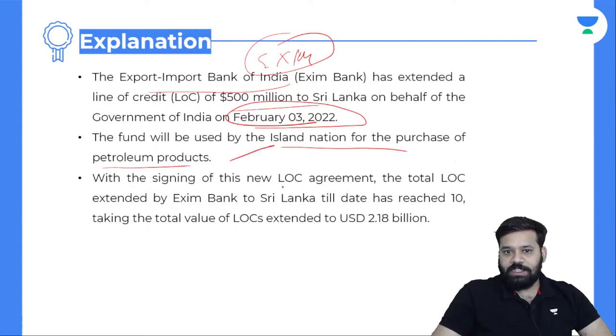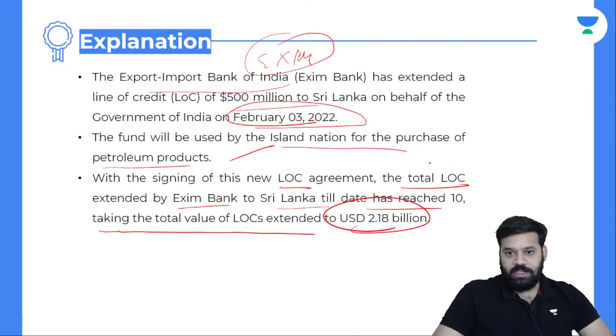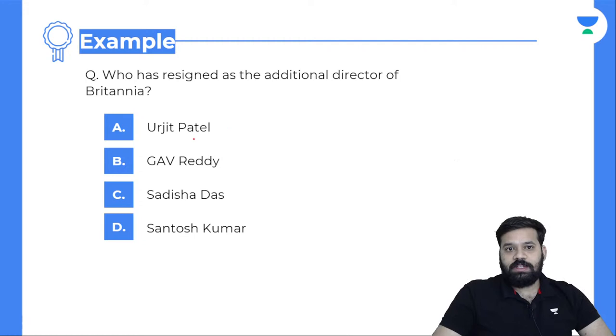With the signing of the new line of credit agreement, the total line of credit extended by Exim Bank to Sri Lanka till date has reached 10, taking the total value of line of credits extended to $2.18 billion.